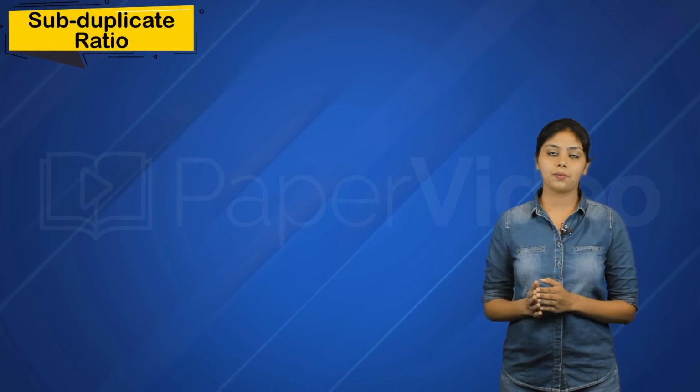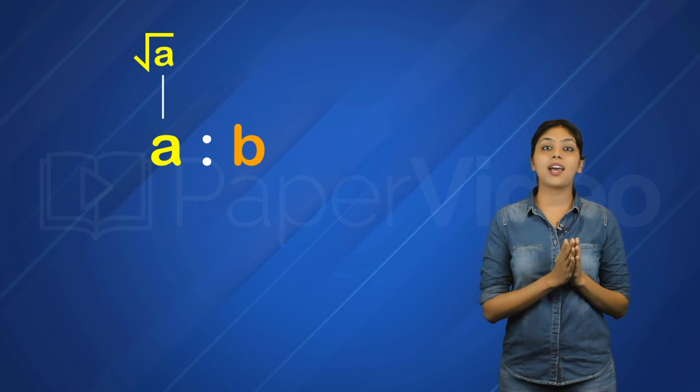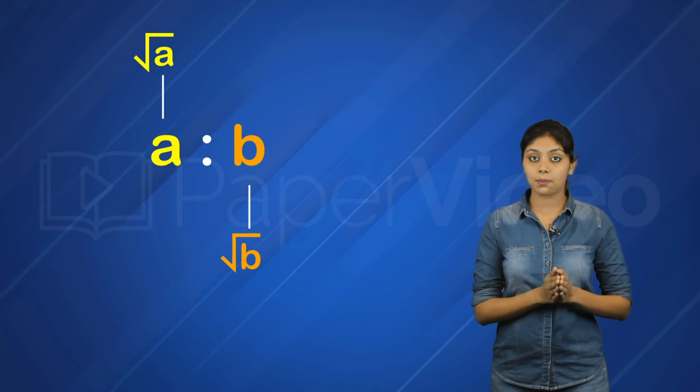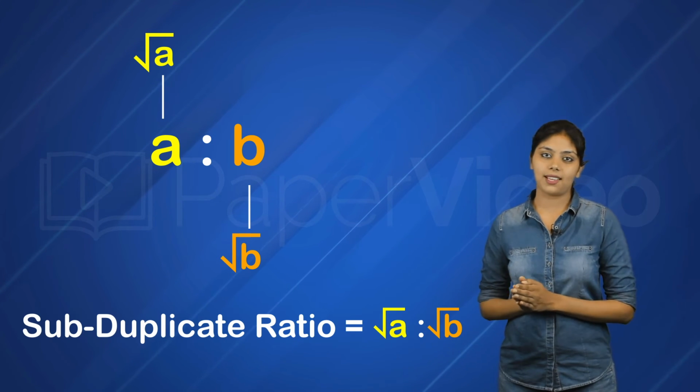The third type of ratio is subduplicate ratio. If we have a ratio A is to B, then its subduplicate ratio is given as the ratio of square root of the antecedent and the consequent. This means that subduplicate ratio equals root A is to root B.